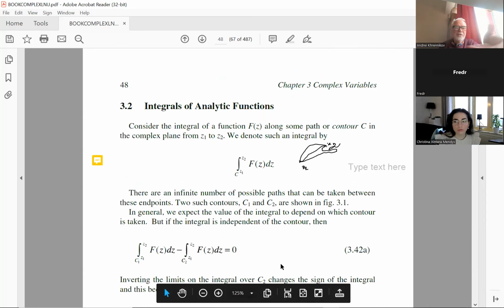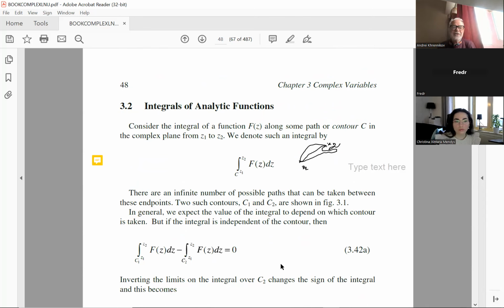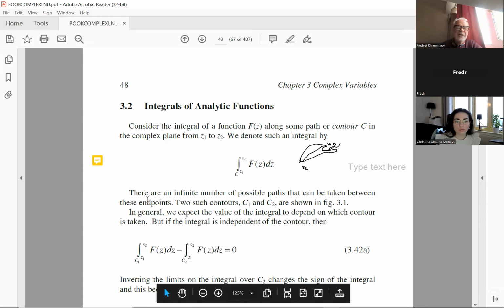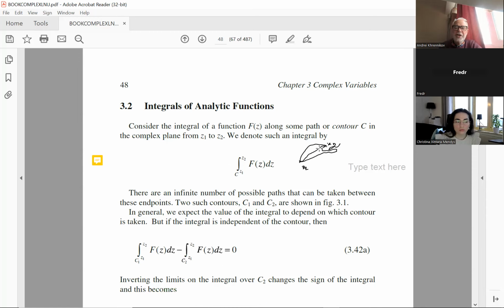Now we are going to something really interesting. We go to integrals of an analytic function, of any function of variable z. First of all, how is this integral defined over some curve or trajectory going from point z1 to point z2?